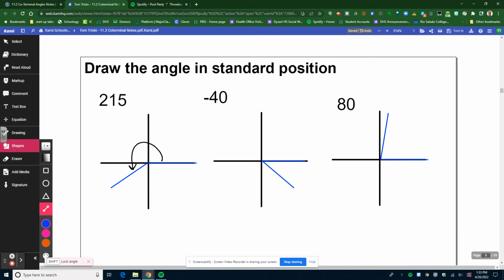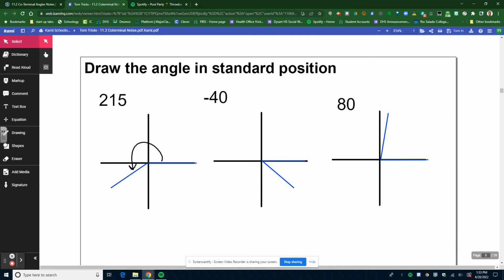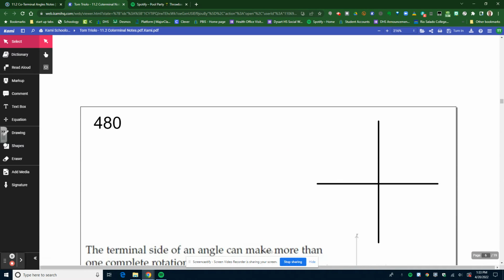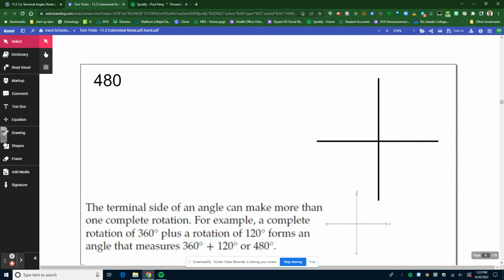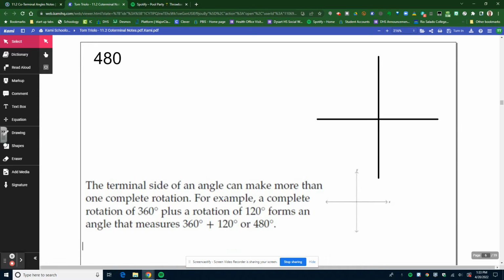That's it. Questions? This ain't hard, right? Yeah. Takes some fine motor skills, I grant you that. But beyond that, it's not that hard. Okay. So what happens when it's bigger than 360? Well, we go full rotation. In this case, 480 plus another 120. So how will I know it's bigger than 360?